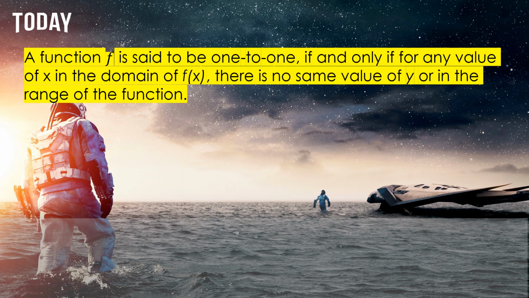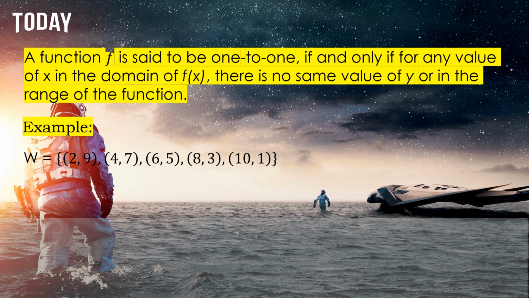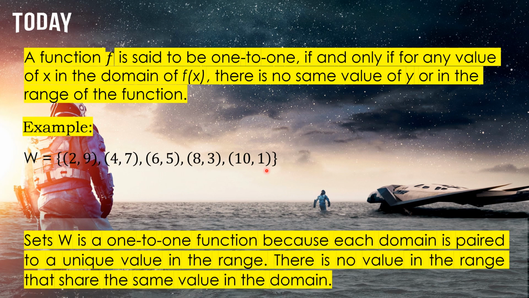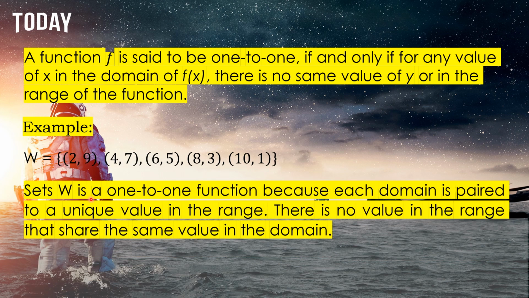So a function f is said to be one-to-one if and only if for any value of x in the domain of f of x, there is no same value of y or in the range of a function. Example, set W with the following ordered pairs (2, 9), (4, 7), (6, 5), (8, 3), (10, 1). This set W is a one-to-one function because each domain is paired to a unique value in the range. Or we can say there is no value in the range that shares the same value in the domain.